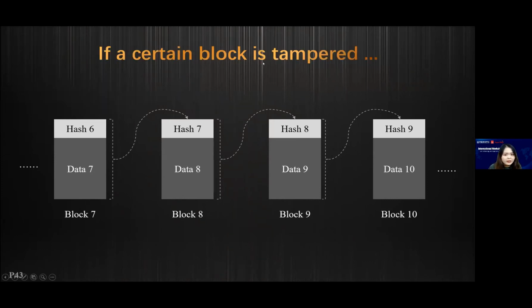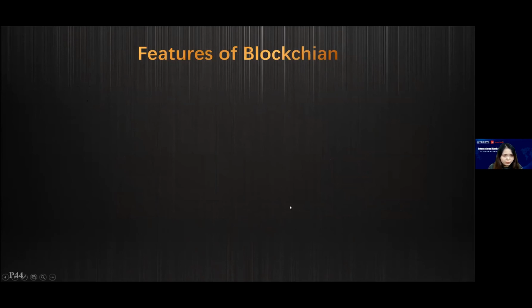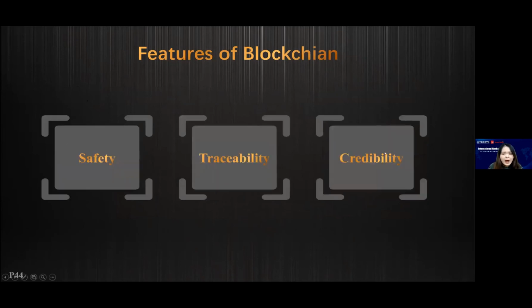So if a certain block is tampered with, say data 7 was modified, then hash code 7 will be modified too, and the following ones will be changed as well. Also in blockchain, every piece of data is replicated and stored in distributed nodes. If anyone wants to do a malicious modification, all the subsequent blocks and related blocks copied on other distributed nodes must be modified. So it's practically impossible to do any malicious modification. From here, we can conclude three features of blockchain, which are safety, traceability, and credibility.